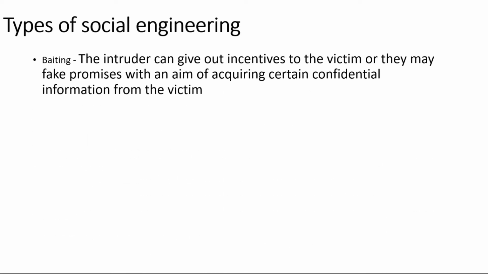Number 1. Baiting. Baiting is a form of social engineering in which the intruder takes advantage of the victim's curiosity to extract confidential information from the victim. The intruder can give out incentives to the victim, or make fake promises with an aim of acquiring certain confidential information. For example, the intruder can leave out their flash disk at a certain area, and a curious victim will pick it and insert it into their system, then malicious software within the flash disk will be installed into your system, and the intruder will be able to retrieve confidential information from you.